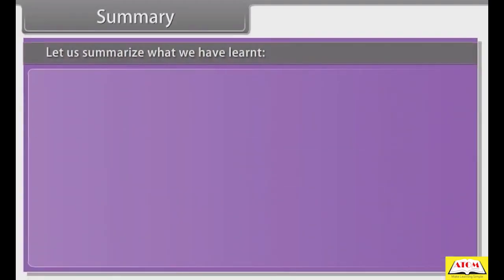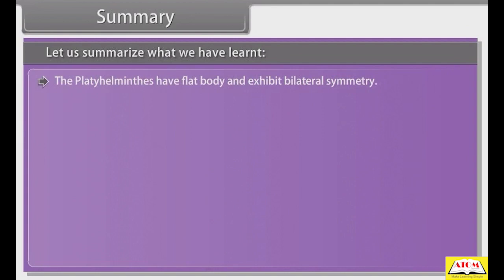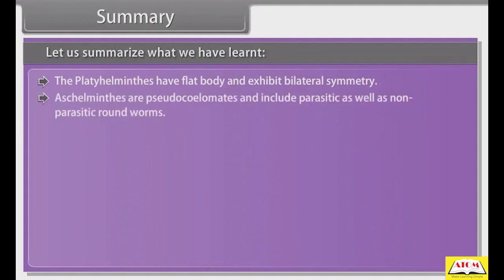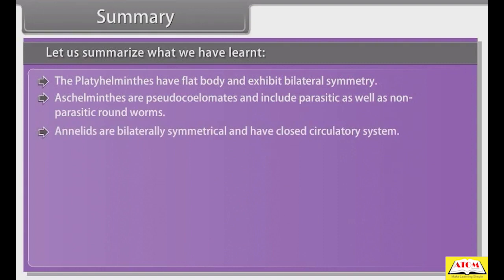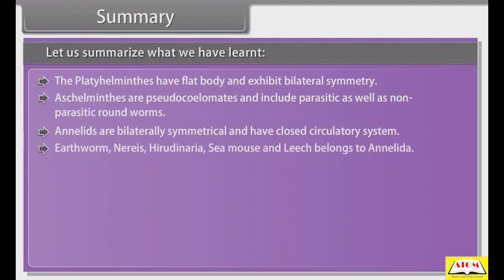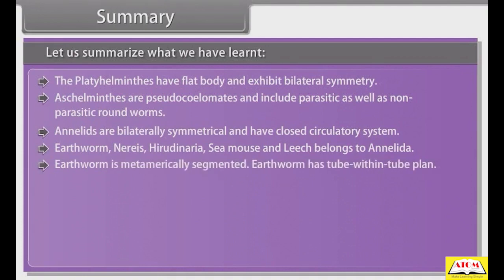Summary. Let us summarize what we have learned. The platyhelminthes have a flat body and exhibit bilateral symmetry. Aschelminthes are pseudocoelomates and include parasitic as well as non-parasitic roundworms. Annelids are bilaterally symmetrical and have a closed circulatory system. Earthworms, Nereis, Hirudinaria, sea mouse and leech belong to Annelida. Earthworm is metamerically segmented. Earthworm has a tube within tube plan.